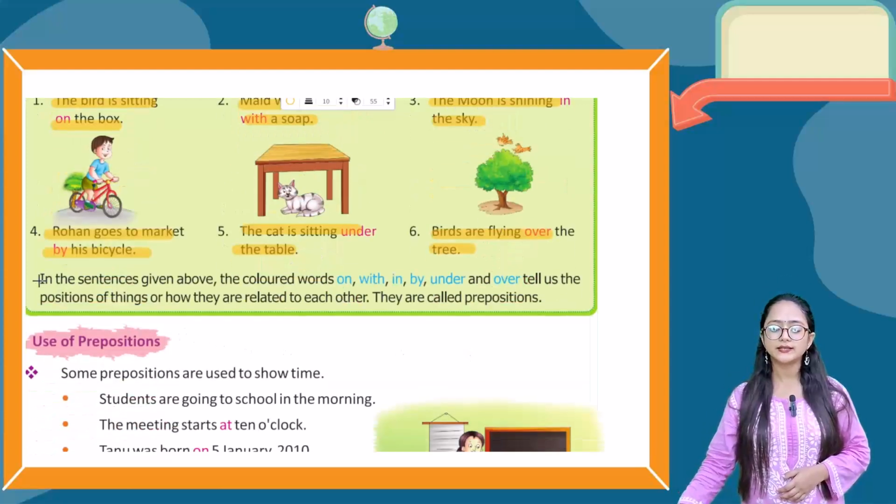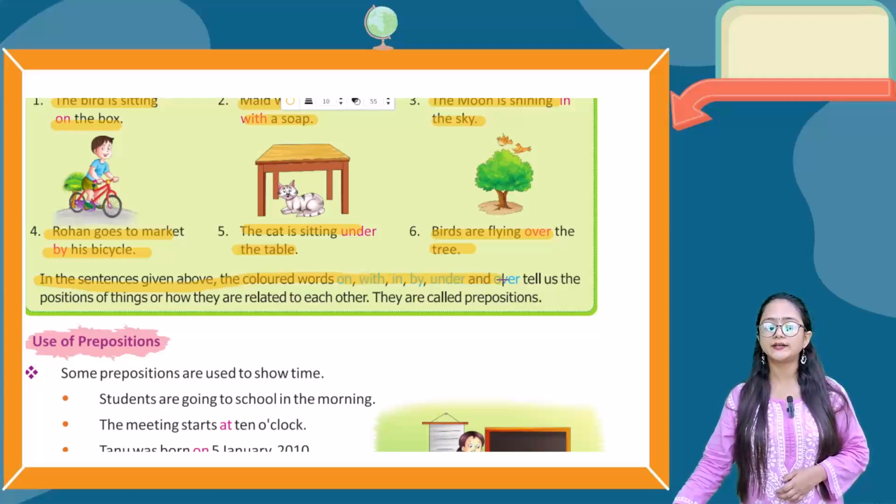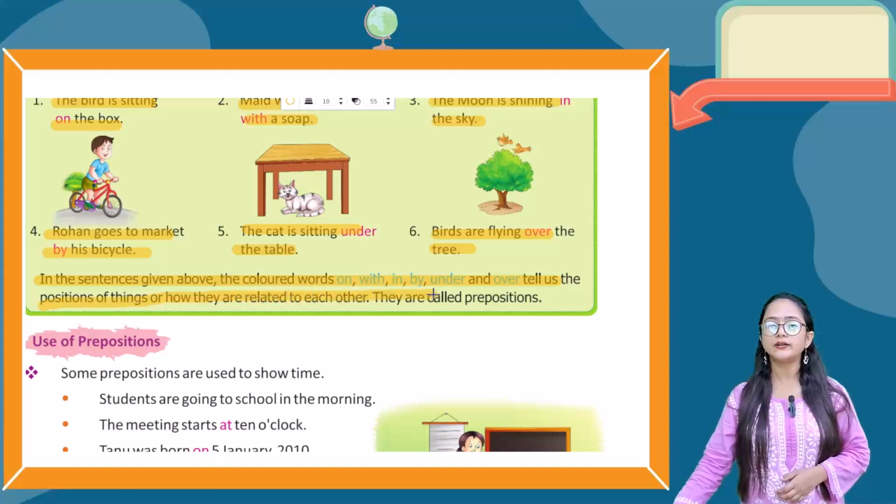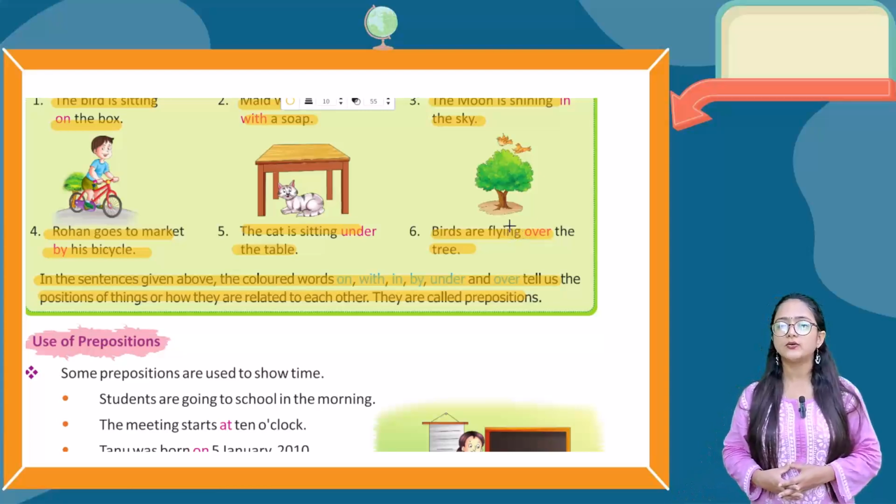So in the sentences given above, the colored words on, with, in, by, under and over tell us the positions of things or how they are related to each other. They are called prepositions. So basically it tells you about the position of that thing, or how they are related. So these are known as prepositions.